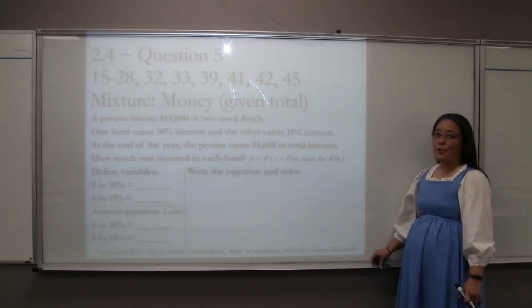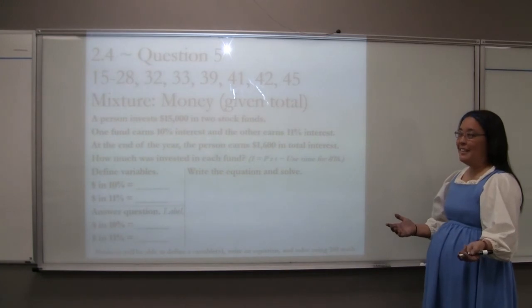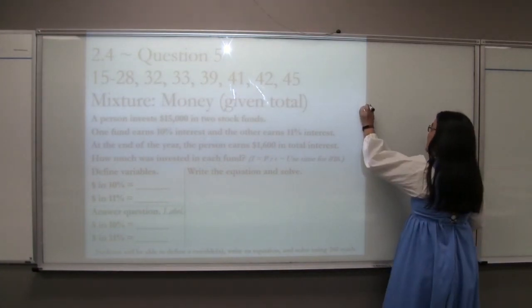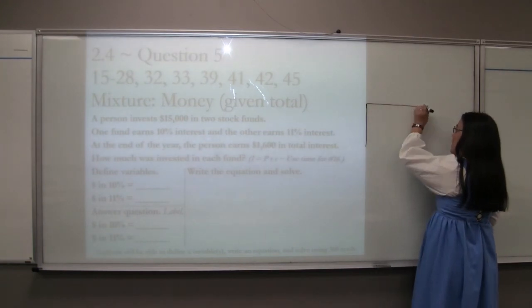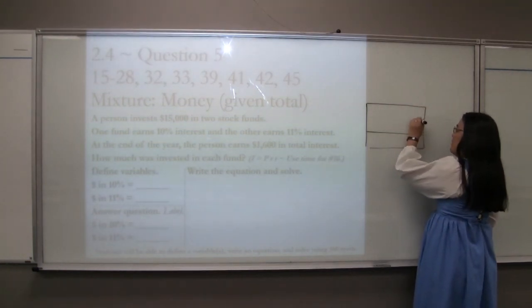Chapter 2, Section 4, Question 5. We're going to do a mixture problem with money. Now, we're going to go back to using simple interest because compound interest is a lot harder, so we're going to leave that for other classes.